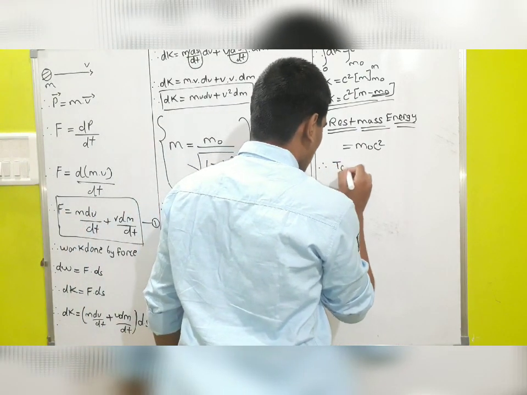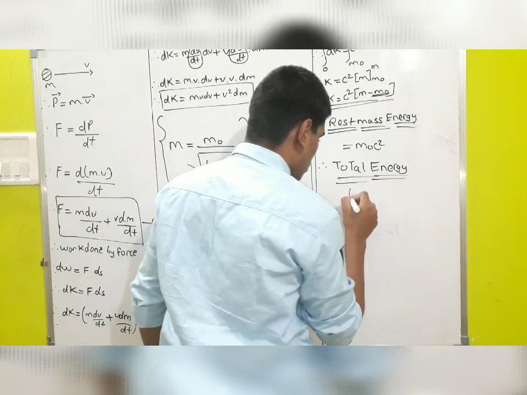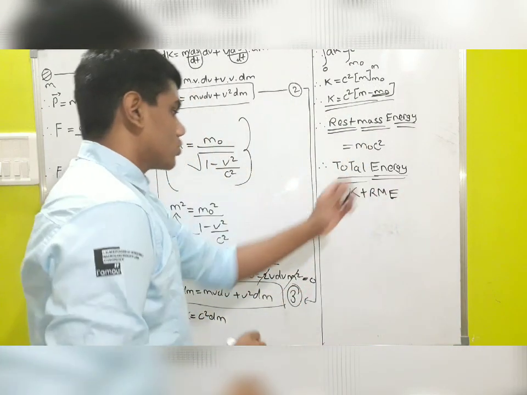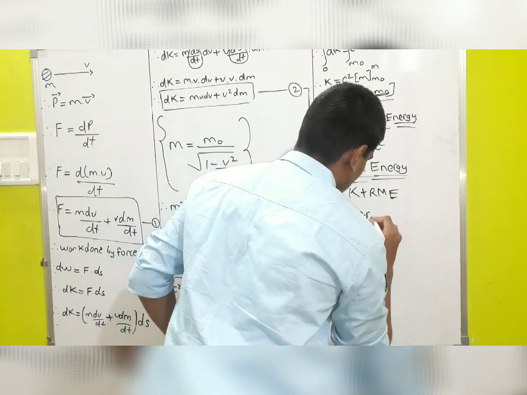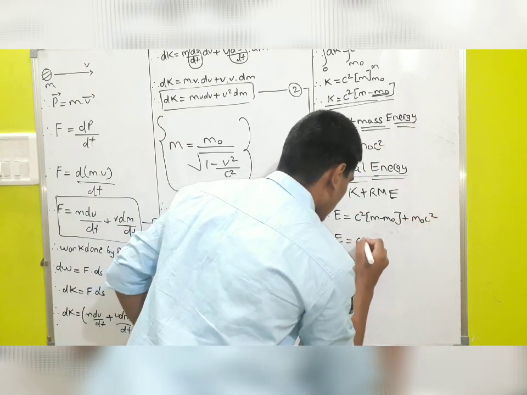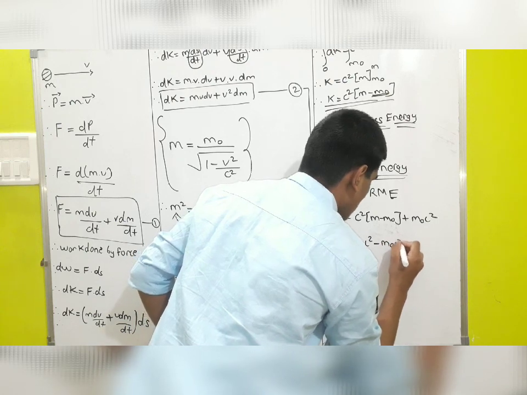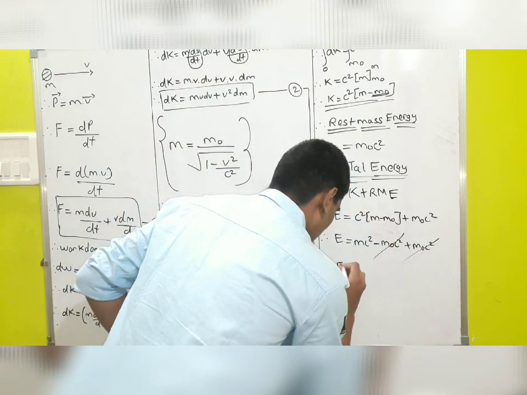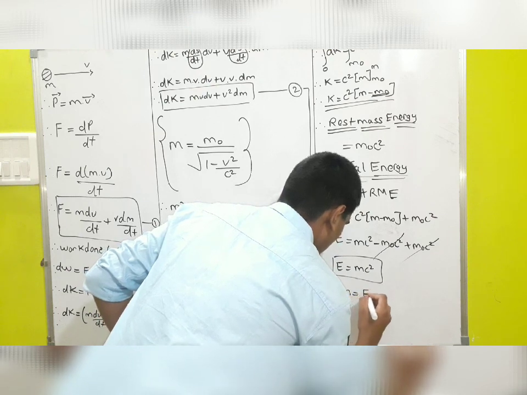So let's take out energy. Now total energy is equal to k plus rest mass energy. I will write it in short form RME. Okay, so now what will come here? Therefore E is equal to k plus rest mass energy, which is c square into m minus m naught, plus m naught c square. Okay, so now let's solve it fully. Sorry, let me draw this first. mc square minus m naught c square plus m naught c square. So what will happen here? It will be cancelled: m naught c square minus m naught c square. So therefore what will come here? It will be E is equal to mc square, or m is equal to E upon c square.